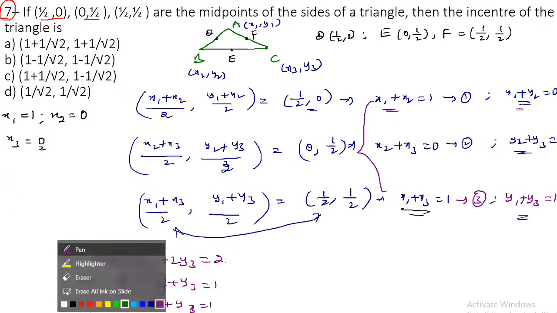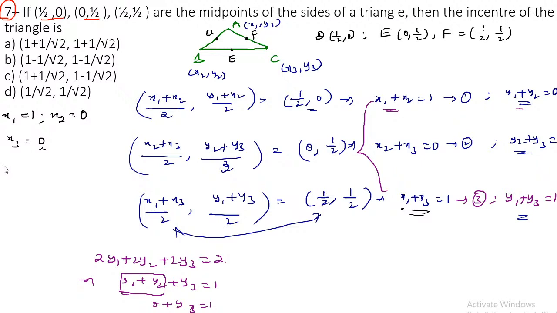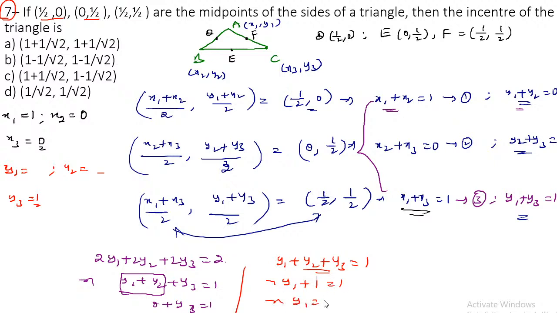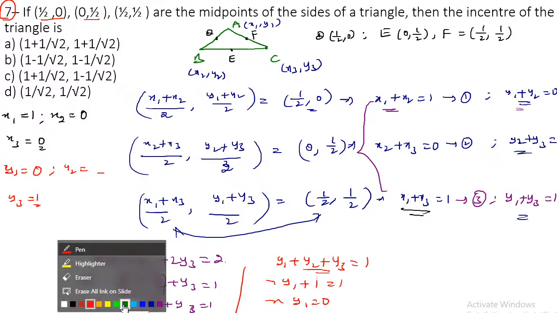So let's write here y1, y2 and y3. So y3 is 1. Now y1 plus y2 plus y3 is equal to 1. So we know y2 plus y3 is 1. So y1 plus 1 is equal to 1. This implies y1 is equal to 0. So this y1 is 0.